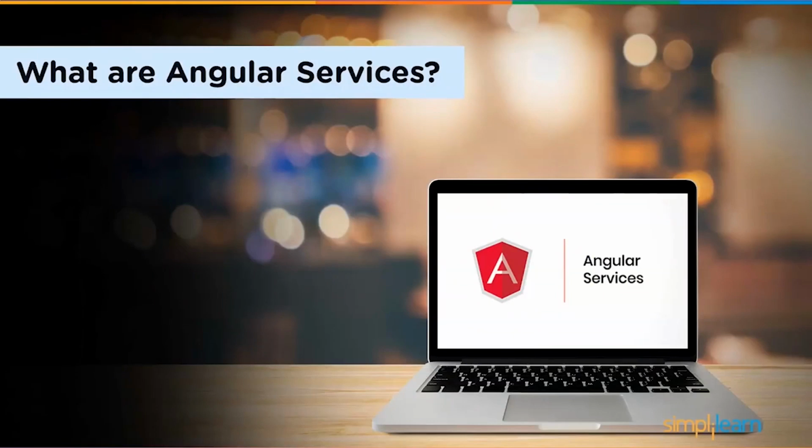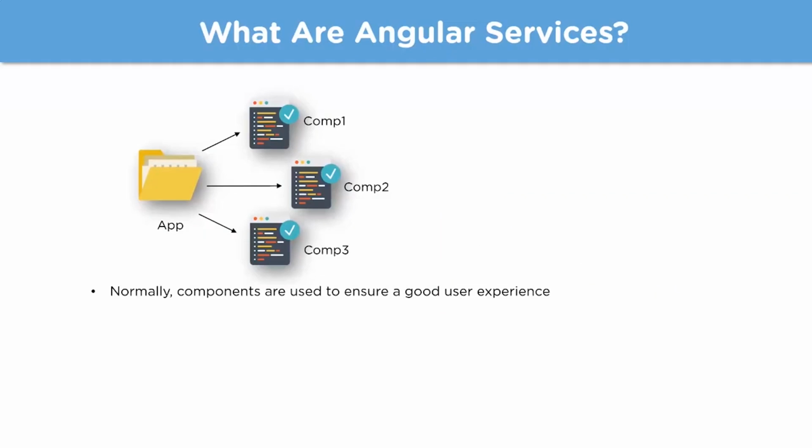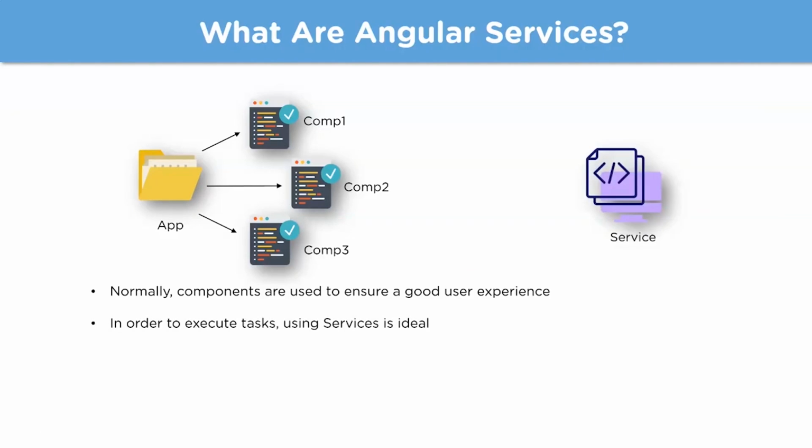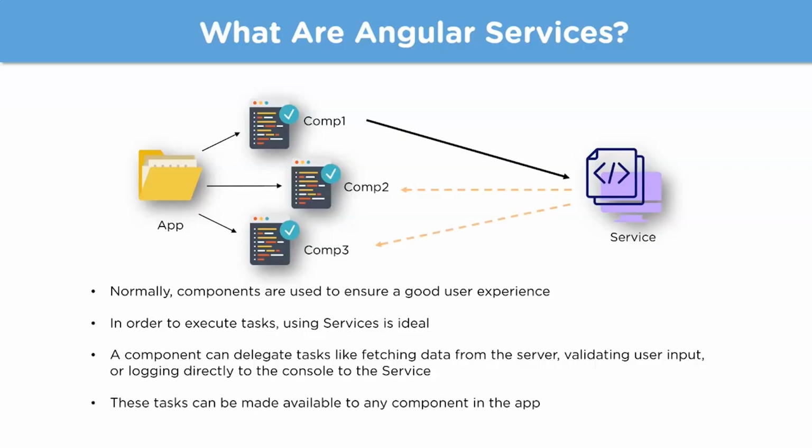But what are Angular services? Normally components are used to ensure a good user experience. That is the extent of it. Components make sure that whatever is being rendered onto the screen is right and pristine. But in order to execute tasks, we make use of services, and this approach is ideal. A component can delegate tasks like fetching data from the server, validating user input, or logging directly to the console to a particular service. And these tasks can be made available to any component in the app.